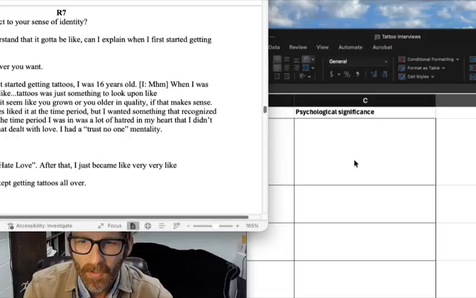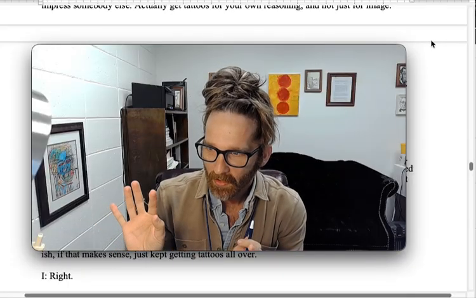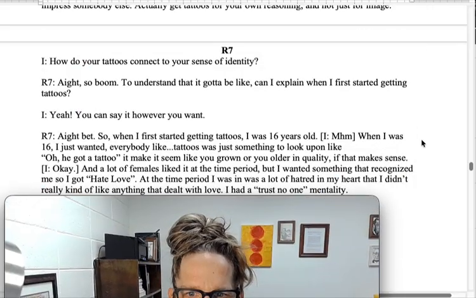So let me go back here. This interviewee is looking back into their past and thinking about the social context within which they got a tattoo. And so we're already seeing a bit of a picture being painted here. So in order to understand how tattoos connect to respondent 7's identity, you have to know that a lot of people were getting them, and what was the vocabulary that was used?